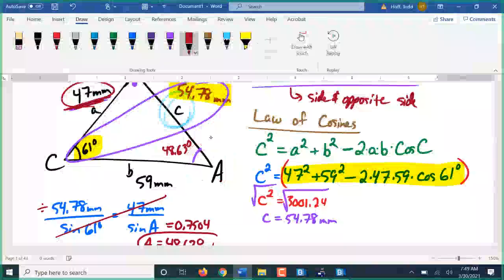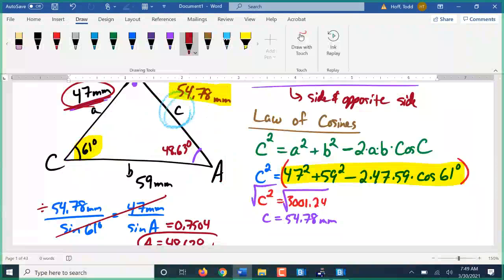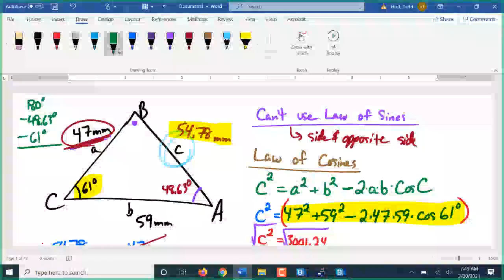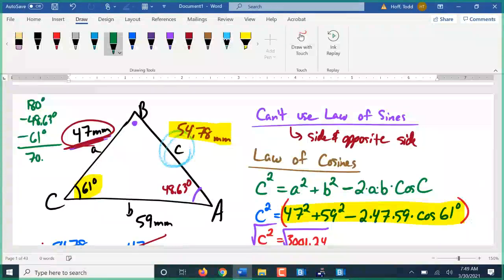Now I can find angle B and be assured that I have the right answer, whether it's acute or obtuse, by simply doing 180 minus 48.63 minus 61. And what does that give me? 70.37 degrees. B is acute, but again, we wouldn't have been totally sure of that had we done an inverse sine on it.